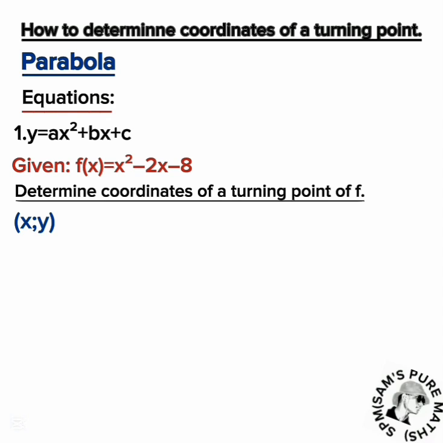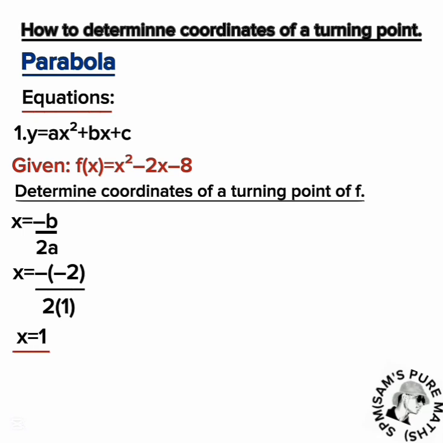We always start with the x coordinate. To find the x coordinate of a turning point when you are given an equation like this, we use this formula. X is equals to negative b over 2a. Negative 2 is b, 1 is a on this equation. Let's substitute them. X is equals to minus negative 2 over 2 times 1. X is equals to 1. We found the x coordinate of a turning point.